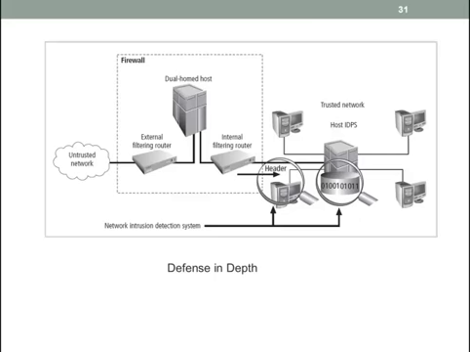A little graphical representation of defense in depth. Untrusted network all the way on the left there. Internal network is over here on the right, and what we've done is basically put a bunch of stuff together, a firewall configuration using two routers and a dual-homed host. More on that later. That's really screening out access based on information contained in the header. And then internally we have our trusted network with a host intrusion detection system on the network.